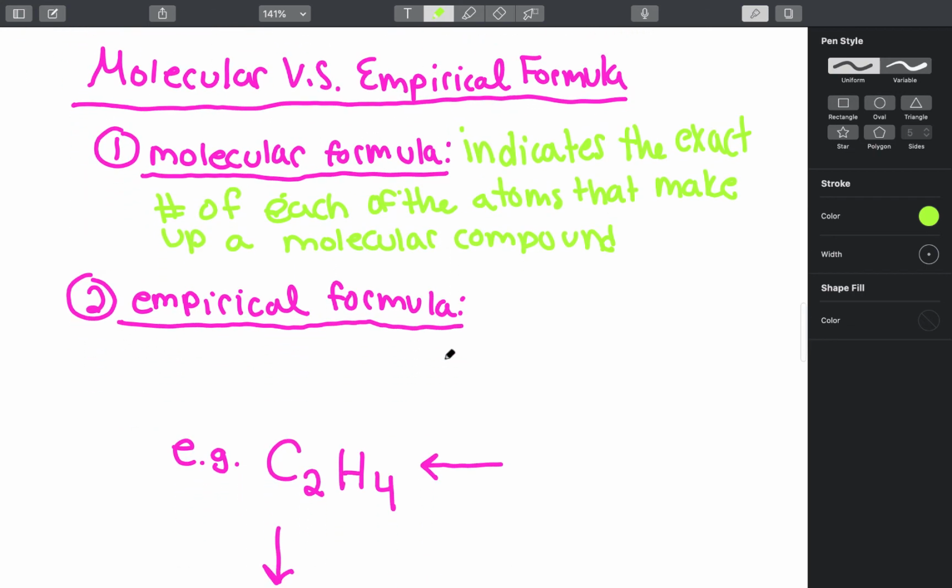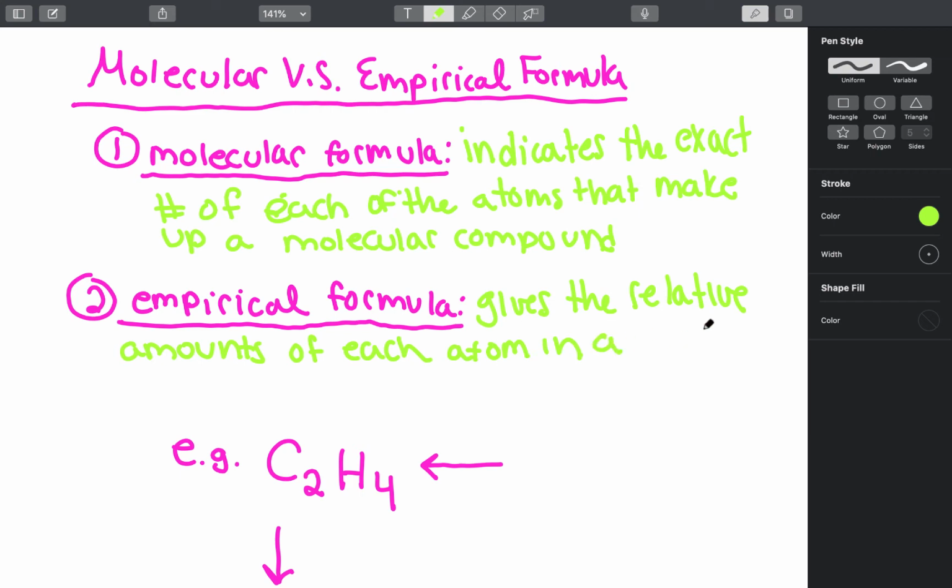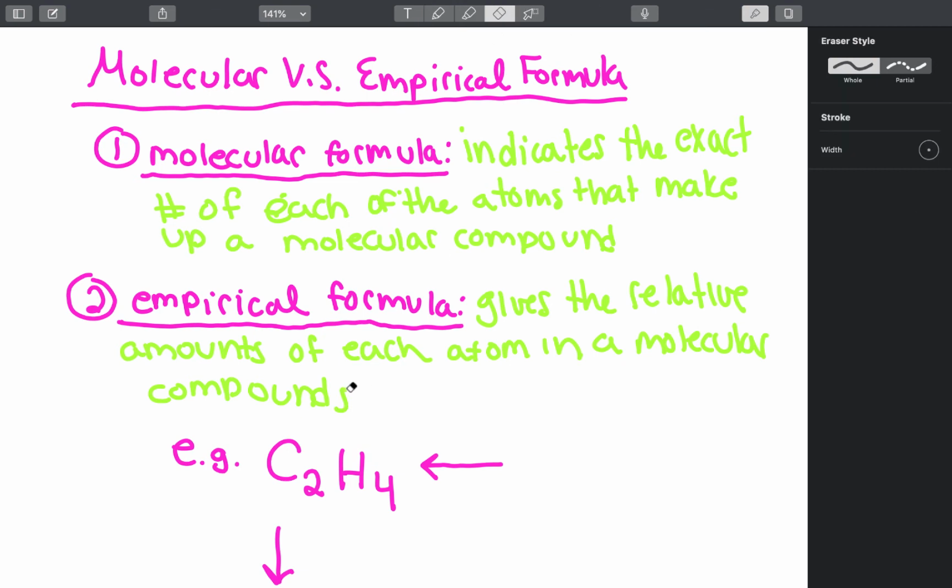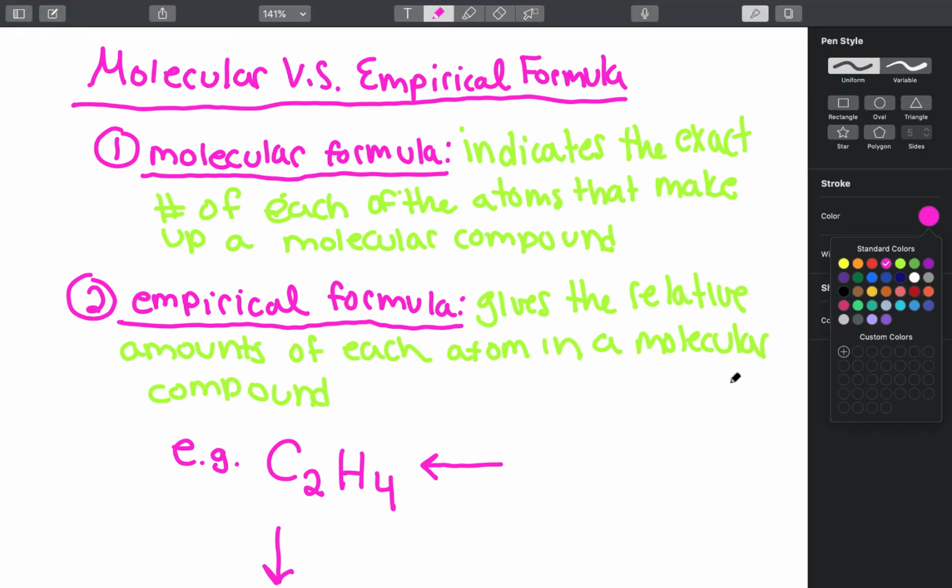The empirical formula is basically the simplified form of that. It only gives the relative amounts of each atom in a molecular compound. So it's basically the simplified form of the molecular formula. In order to understand this, I have a little demonstration here.